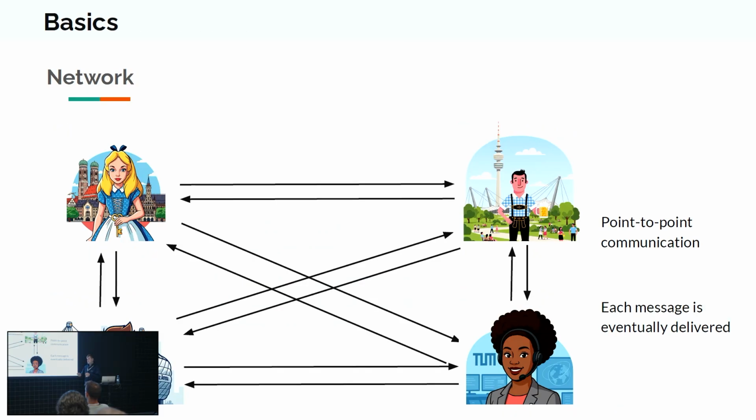But the participants can communicate with each other. We assume that there is point-to-point communication between all pairs of participants. This property is quite important especially for low latency blockchains, because if you want to scale and you have too many nodes in your network, then it's hard to establish this point-to-point communication.